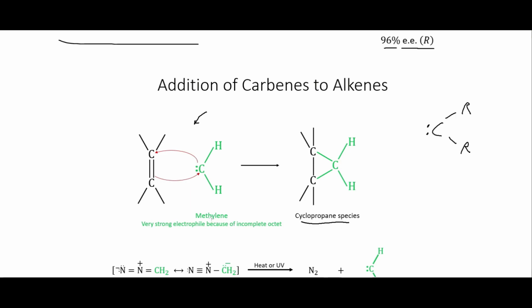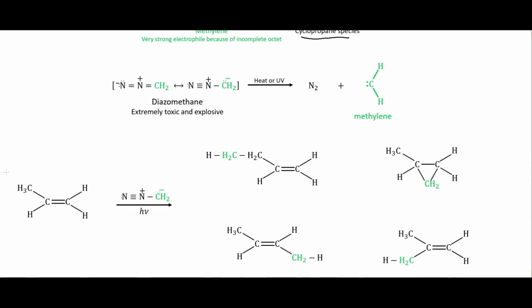So this is using methylene, which is just a carbon like this with these two hydrogens bound to it. And so it's a very strong electrophile because of the incomplete octet. And so the electrons from the double bond here are going to bond very quickly with the carbon on the carbene here. And so one way we can make a carbene is from this diazomethane, but this is extremely toxic and it's explosive. So we're taking heat and UV light onto our diazomethane here, and we're going to produce N2 and methylene here.